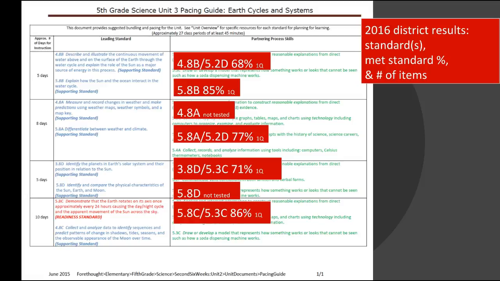Our one readiness standard for the 6 weeks had one question, and it was also a dual coded question with a model, and we scored 86% on Met Standard for that one. And then wrapping it up, we had 4.8C, and it was not tested.